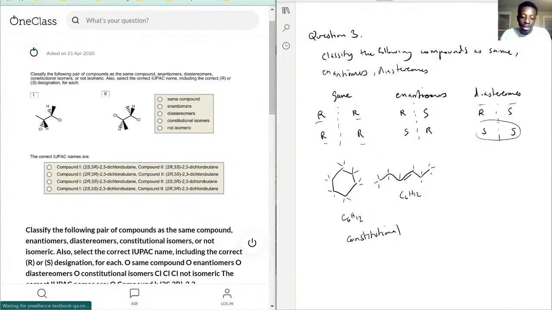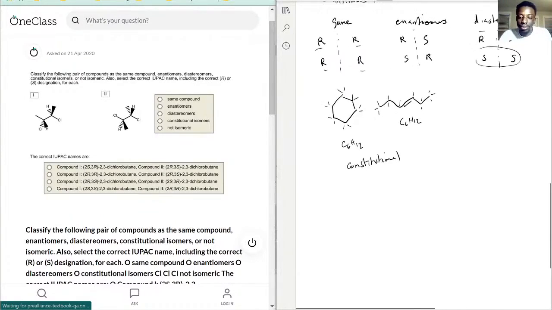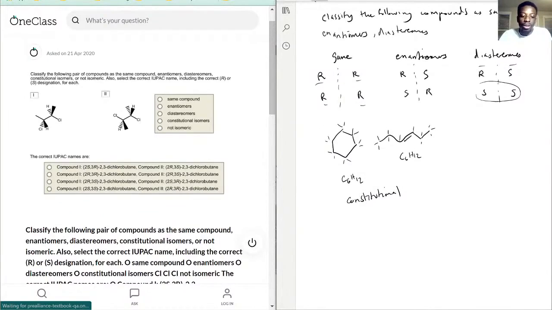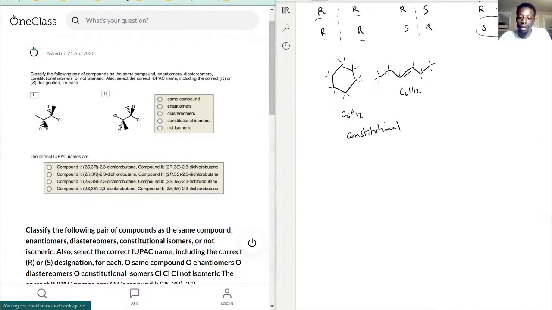And last but not least, not isomeric, just different compounds. But we're focusing on those 5, okay? And now we're going to see 1 and 2. So now with these questions, we have to do the second part before the first, because only by finding out its rotation, its chirality, can you say whether it's actually one of those 5.